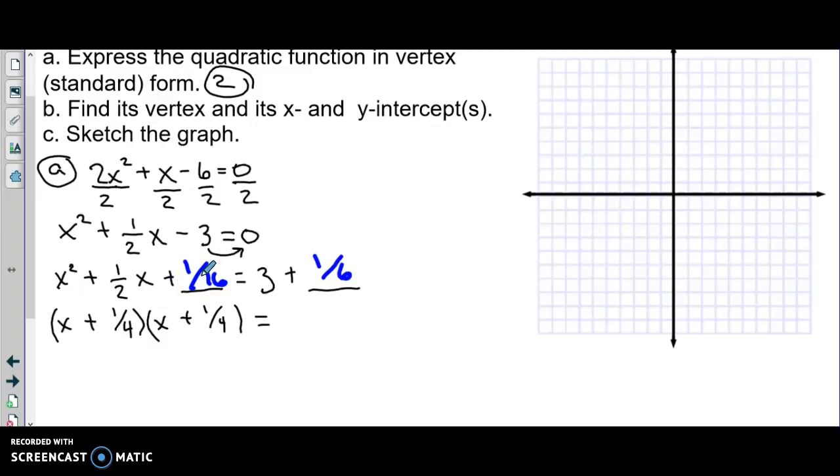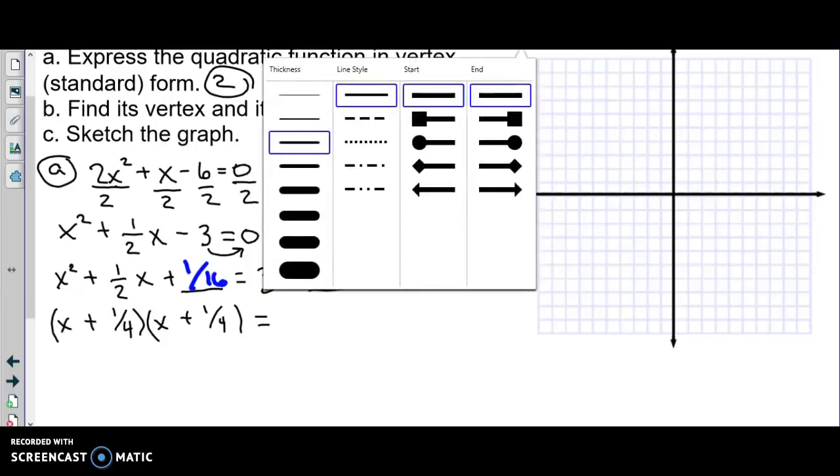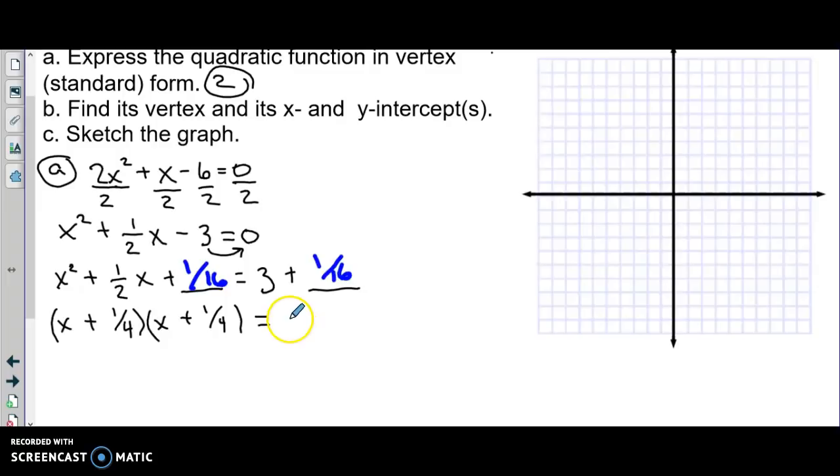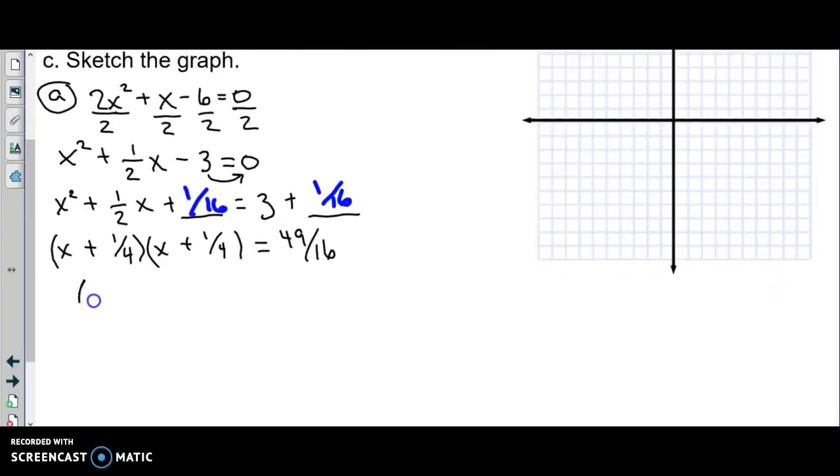Now let's look at the right side. 3 plus 1 over 16. Oh, this should be 16, sorry. Looking at this, there's no common denominator involved here, so I'm going to have to find a common denominator. If you do so, you'll get 49 over 16. At this point, I'm going to go ahead and group these two. So I get (x plus a fourth) squared equals 49 over 16.